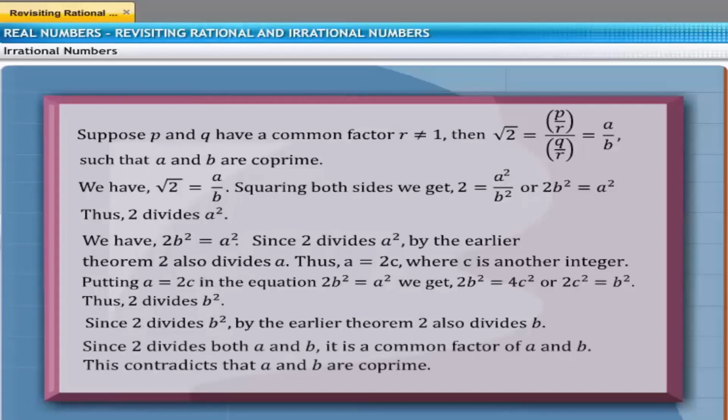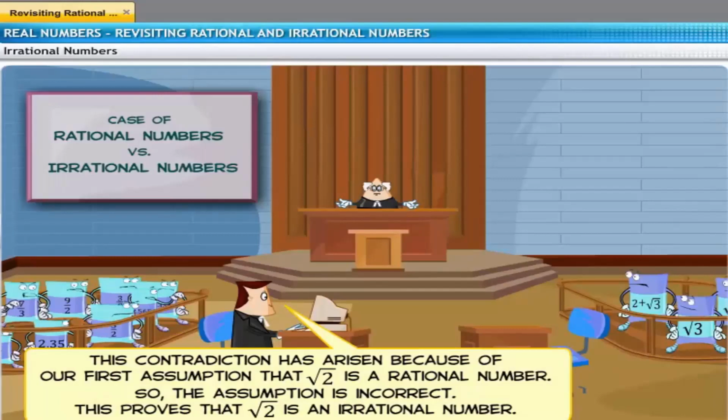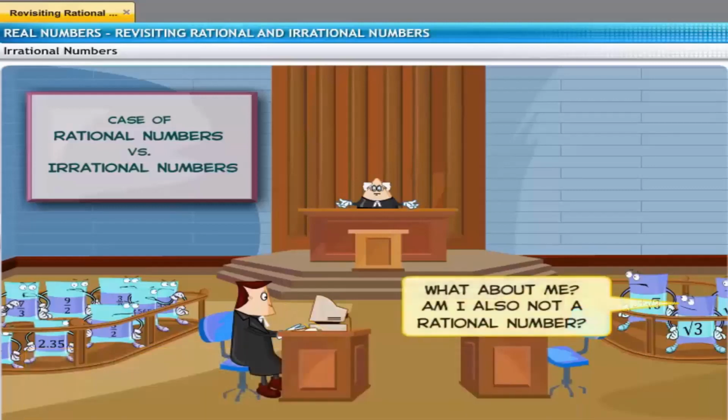Since 2 divides both A and B, it is a common factor of A and B. This contradicts the fact that A and B are co-prime numbers and have no common factors other than 1. This contradiction has arisen because of our first assumption that square root of 2 is a rational number. Hence, saying square root of 2 is a rational number is incorrect. Thus, Mr. Public Prosecutor has proven that square root of 2 is an irrational number.